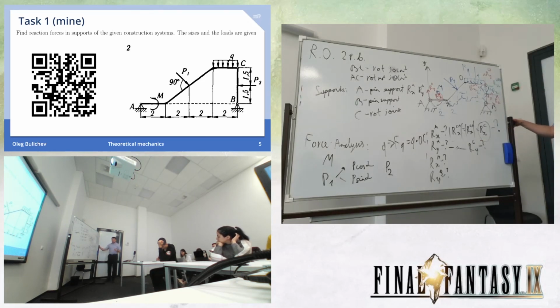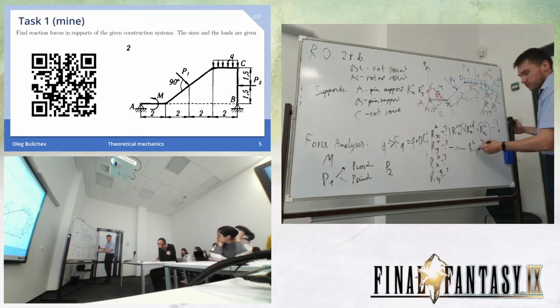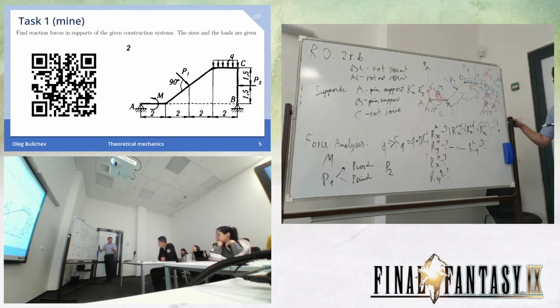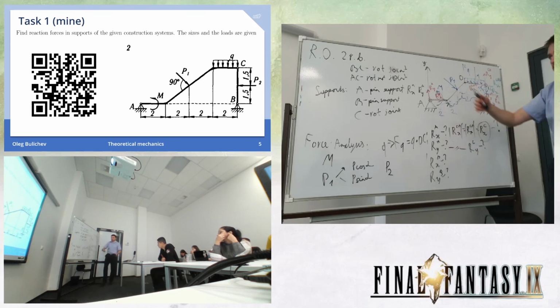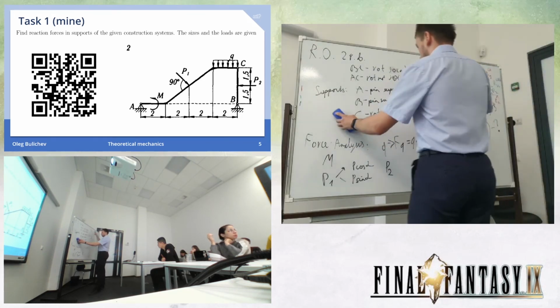So now we need to calculate how many variables we do not know. 1, 2, 3, 4, 5, 6. Okay. We don't know 6 variables, but we know that we can find 6 equations. We made the first analysis, so we know how many unknowns, how many knowns, and so on. Now we are going to the solution.